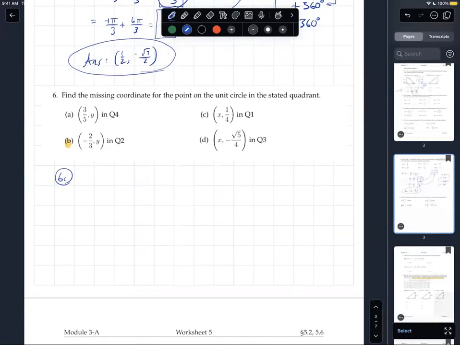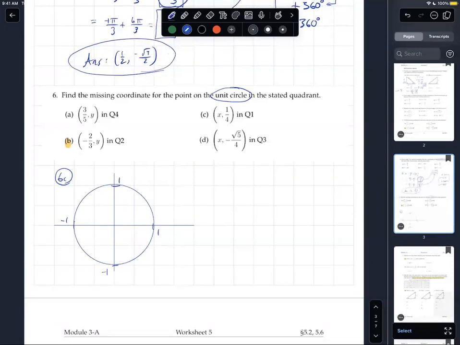Let's take a look. The thing that we need to notice on this one is it says find the missing coordinate for the point on the unit circle in the stated quadrant. So we can draw the unit circle. The unit circle is a circle that has a radius of 1. And here I'm gonna make 2 of these little increments be 1 unit. Just draw a circle.